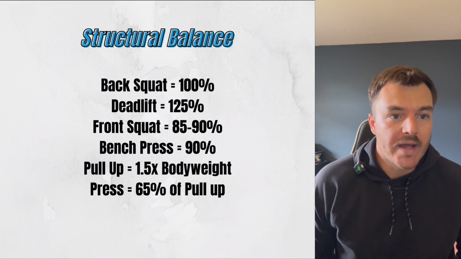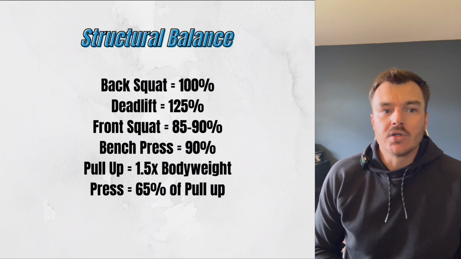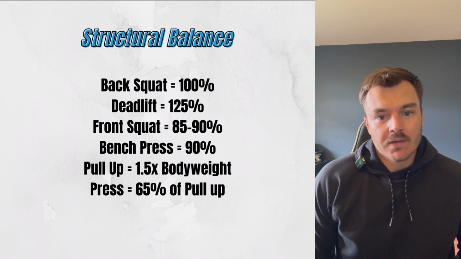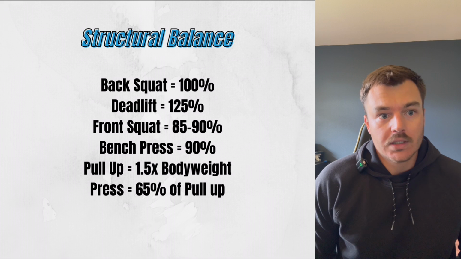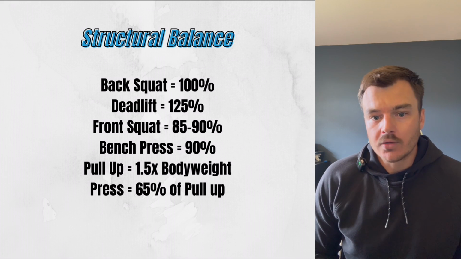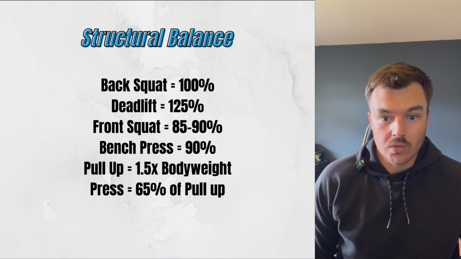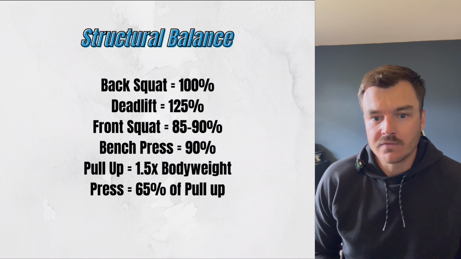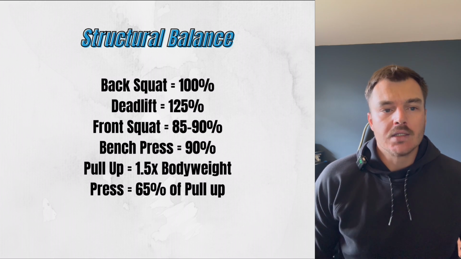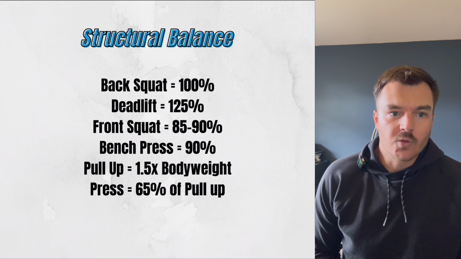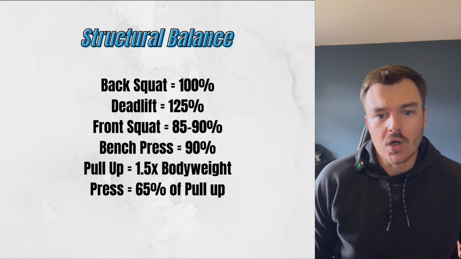And then you want to press 65% of whatever your 1RM pull-up is. So if I'm a 200-pound guy, then I want to be able to do a pull-up with 100 pounds added to me, which would mean 300 pounds of total load, which is 1.5 times 200, my body weight. And then 65% of 300 is what I should be able to overhead press.